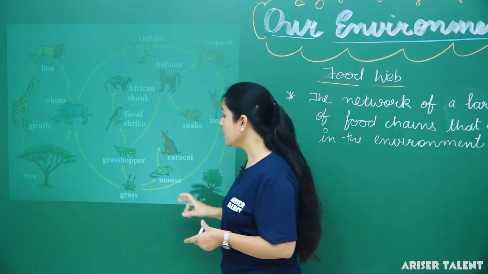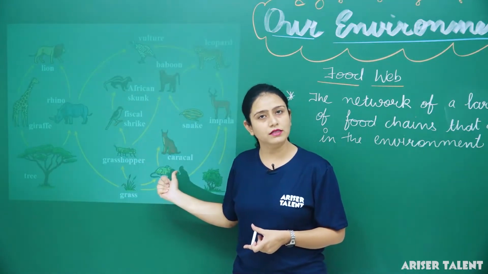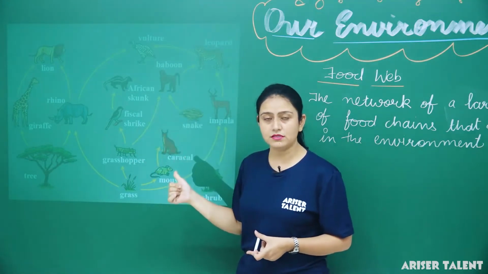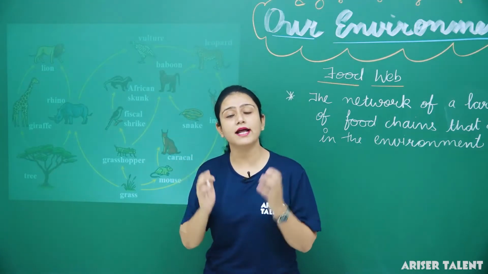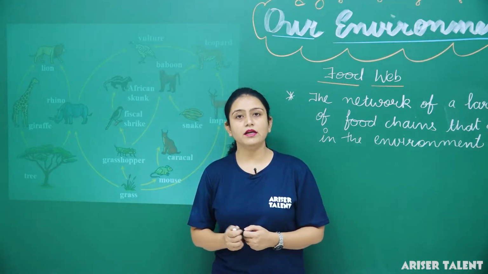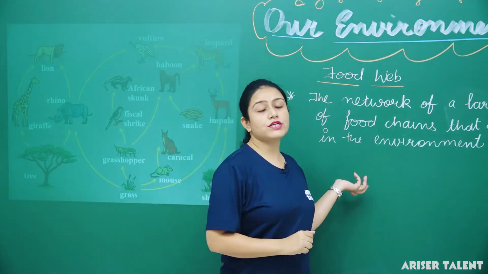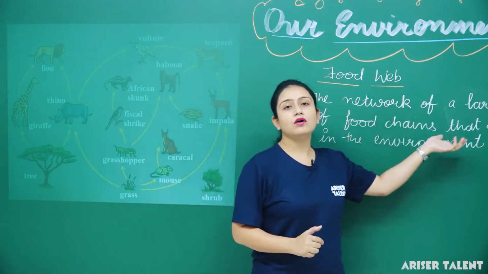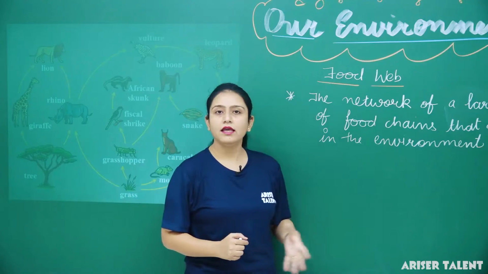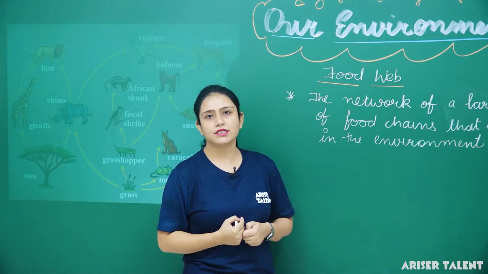So here we can see that the different food chains are interconnected with each other. Clear? Here we can see that one animal can be eaten by two different animals. Okay, so thus we can say that there is a network of different food chains which are existing in the ecosystem. Clear? And these all food chains are interconnected. Clear? So what is the food web? Food web means the network of a large number of food chains that are existing in the environment. Clear? And in this all the food chains are interconnected with each other.